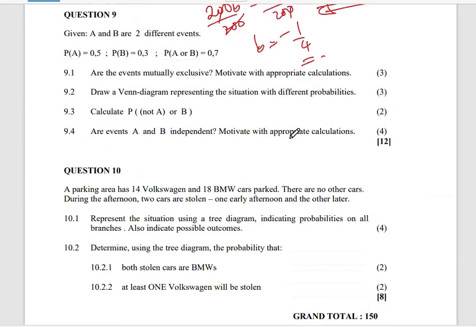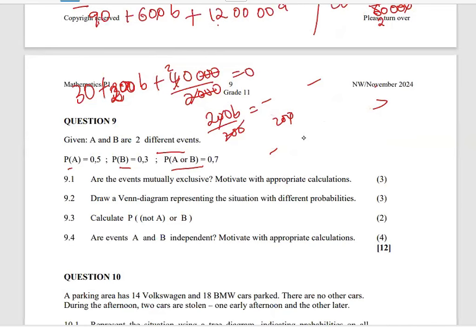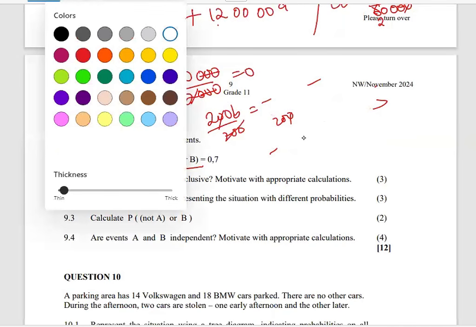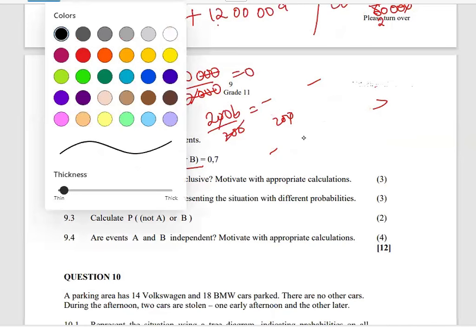Then question number 9, given that A and B are two different events, probability of A is this, probability of B is that, A or B is that. Are the events mutually exclusive? We need to motivate our answer. So we know that for mutually exclusive events, the intersection needs to be 0. Okay, but is our intersection 0 in this case? That's one question that we need to ask ourselves. Is the intersection 0? And the answer is we don't know.